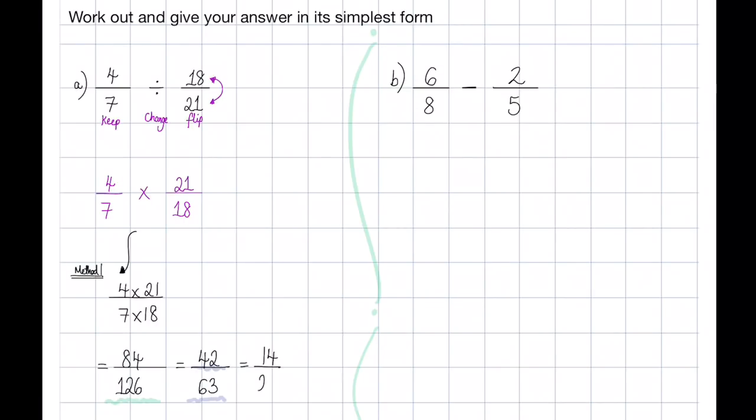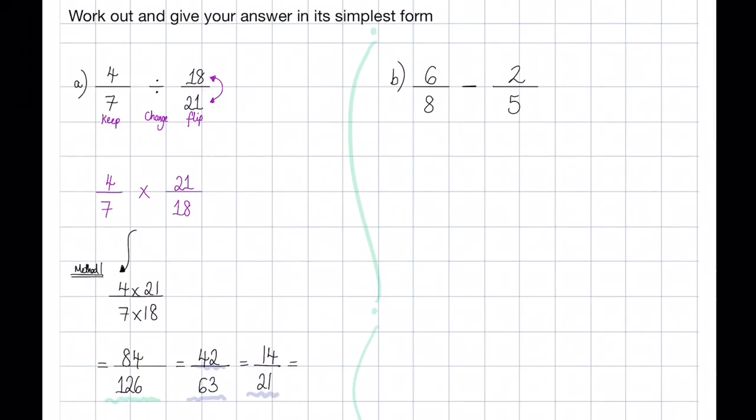Now I've got 14 over 21, and then I should know that both of them can simplify again because they're in the 7 times table. So 7's will go into 14 twice and 7's will go into 21 3 times. That won't simplify any further, therefore my answer is 2/3.